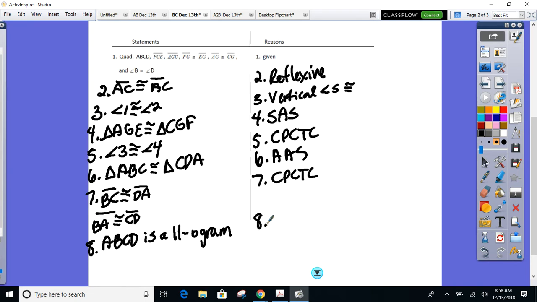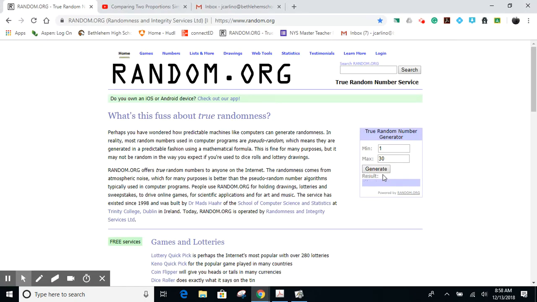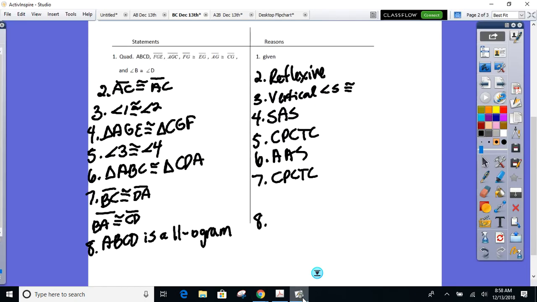Here we go. Oh, let's hear from 18. Let's roll. Why is this now a parallelogram? Nice, nice. Got to hear that word opposite.